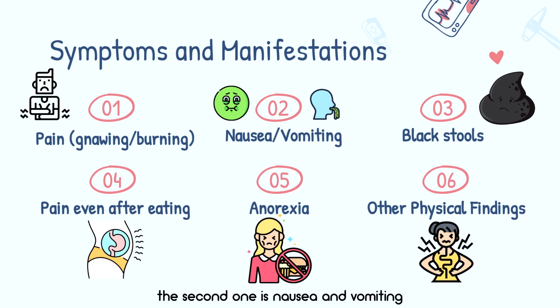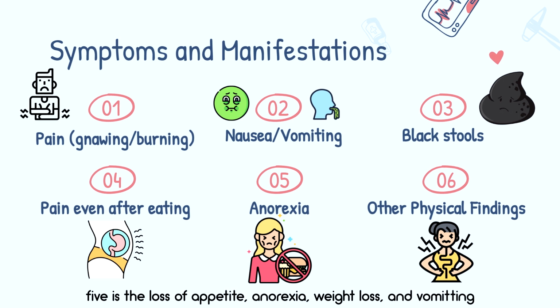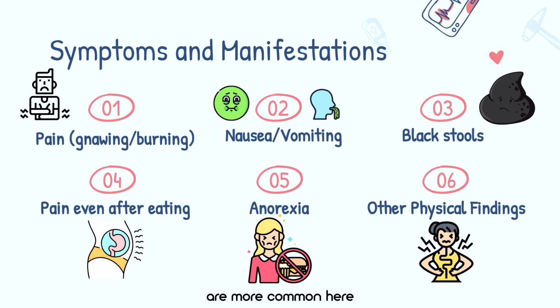The second one is nausea and vomiting, and the third one is that if the erosion progresses deeper into the mucosa, bleeding occurs and is seen as either bright red blood in vomit or black tarry stools. Numbers 4 and 5 involve gastric ulcers. So number 4 is the pain can be relieved by food, but pain can still continue after a meal. Number 5 is loss of appetite, known as anorexia. Weight loss and vomiting are more common here.